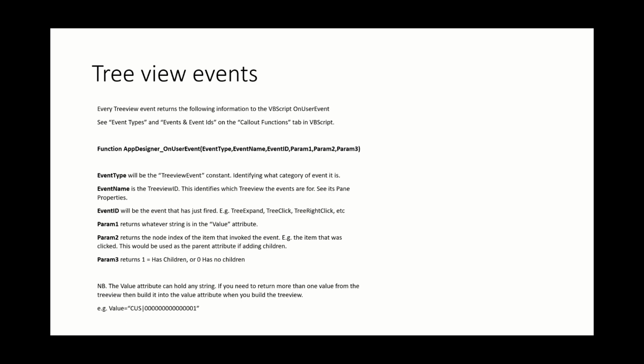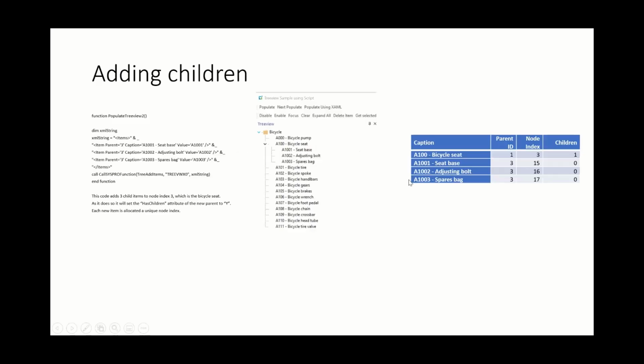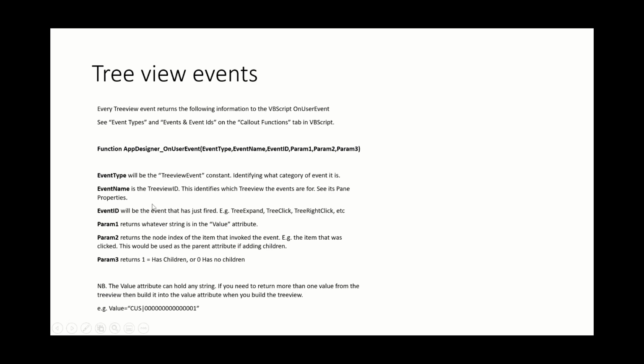So in our instance, we'll be using that when we click on a customer, do something. And then a little bit later on in the course, we'll see that when we right-click on a customer, we can pop up a context menu as we're going along. Parameter 1 returns the string that is in the value attribute of the Treeview item. So if I just go back here, you can see value A101. So this is a stock code or something like that. So it will be returned in parameter 1.